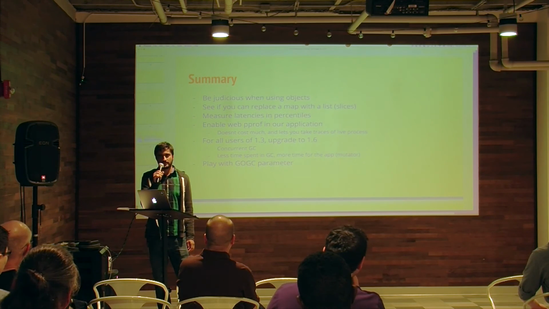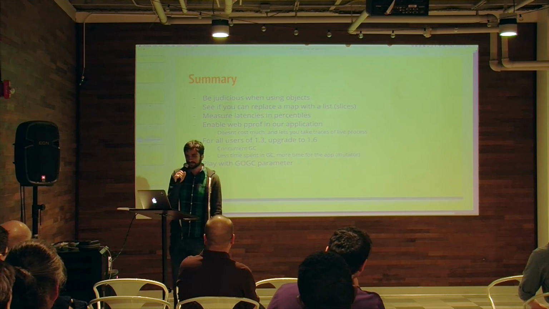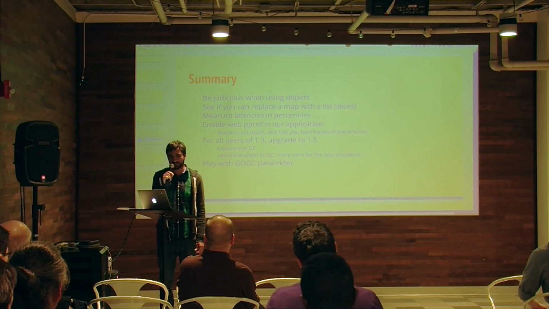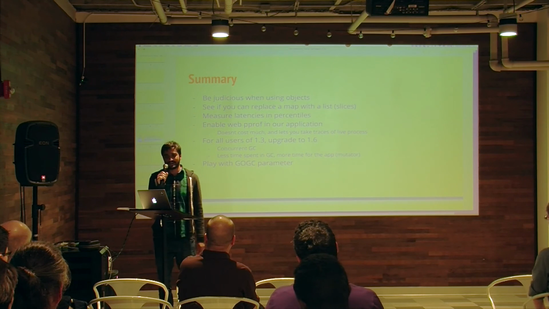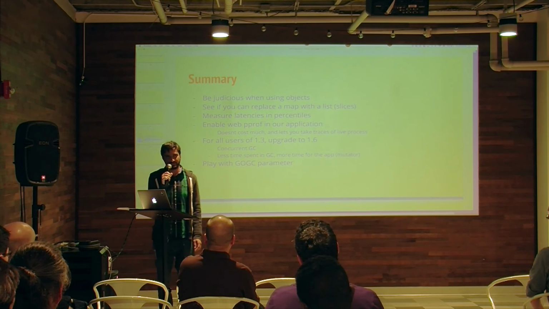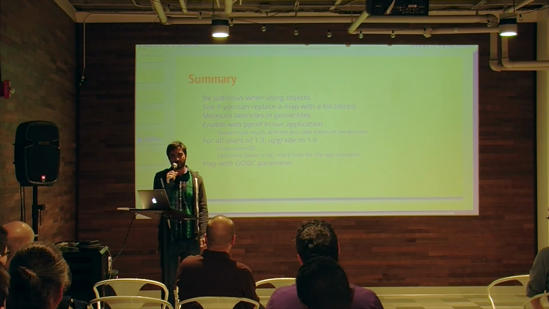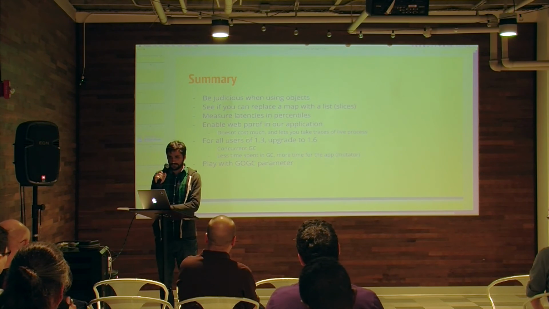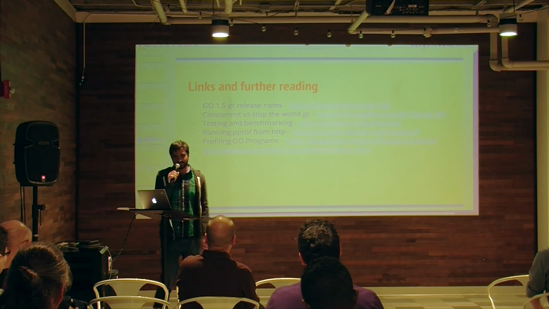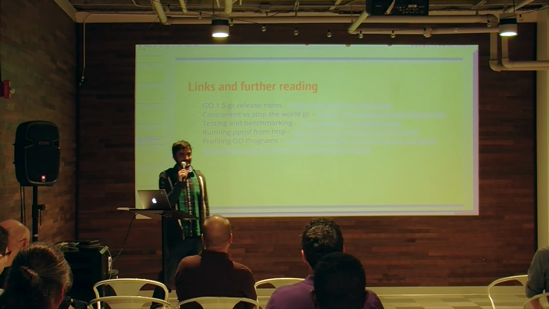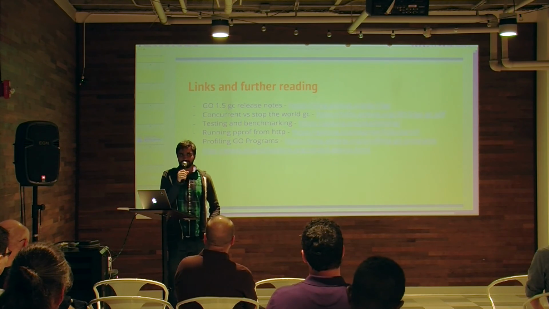For all the Go 1.3 users, I would encourage you to upgrade. You would see a lot of performance gain in terms of GC utilization. And play with the GC parameter. Start with 100, tune it up to 200 and see how your heap size increases. And there are some links and further reading. Any questions at this point?